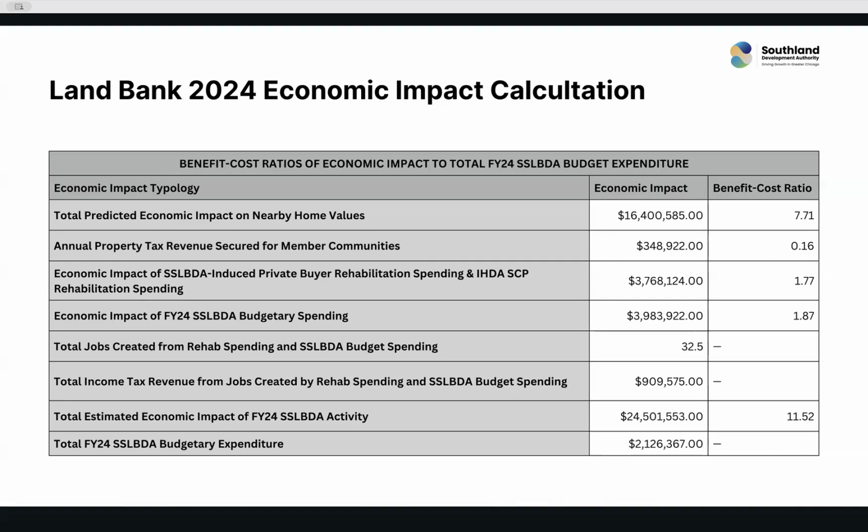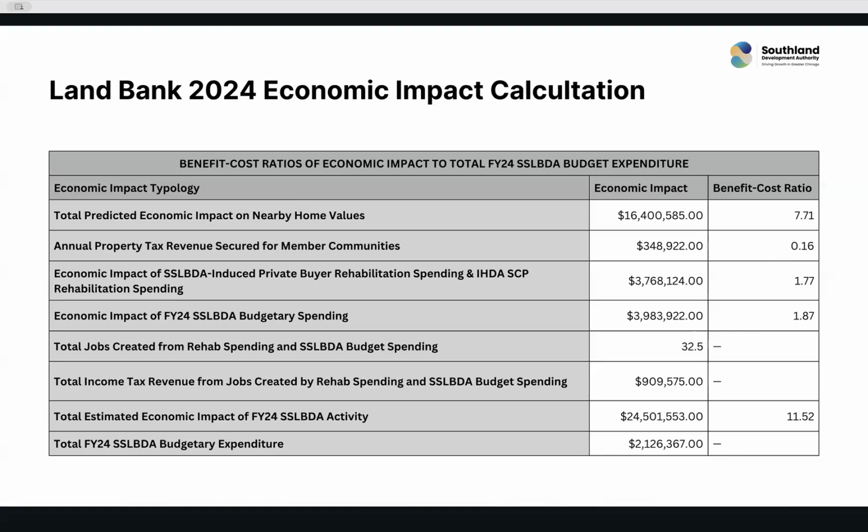Fourth, we apply the social accounting matrix multiplier to the land bank's 2024 budgetary spending and obtain an estimated $3.9 million in wider economic activity. Job creation and the resulting income tax revenue are calculated from in-plan labor income coefficients and shown on the table. When we sum every component, the total estimated economic impact of the South Suburban Land Bank's activity in 2024 is $24.5 million.